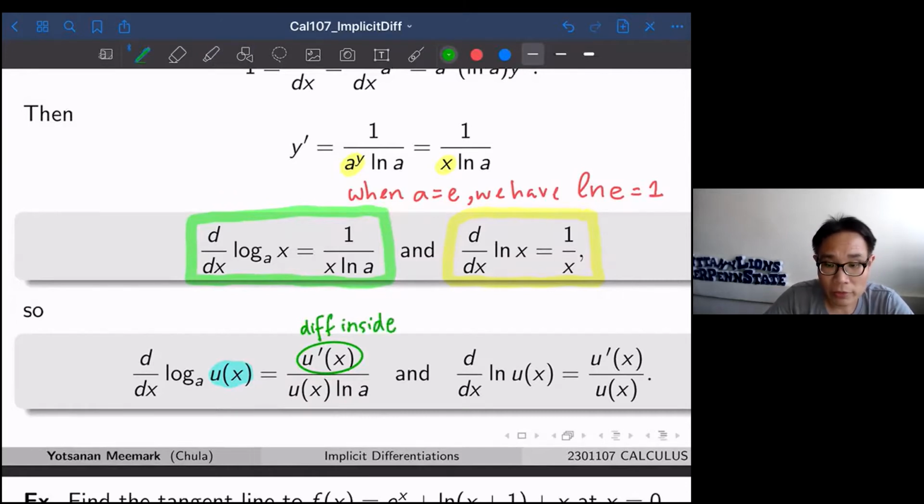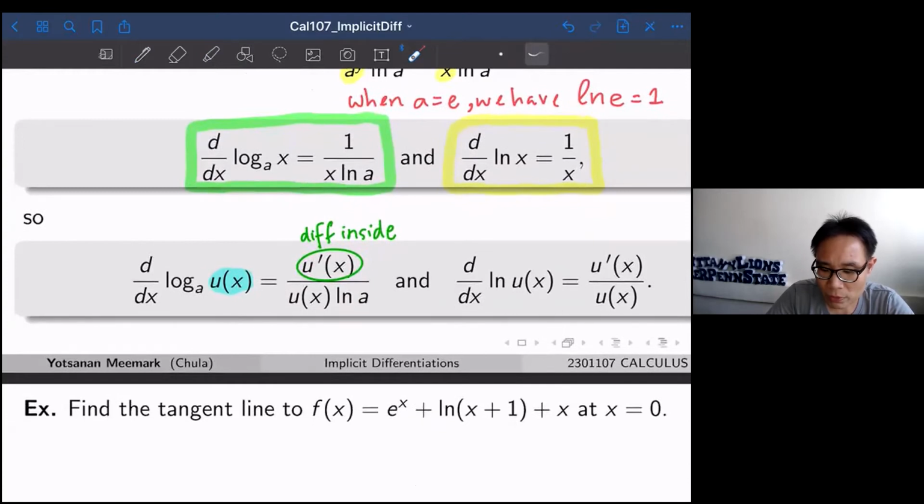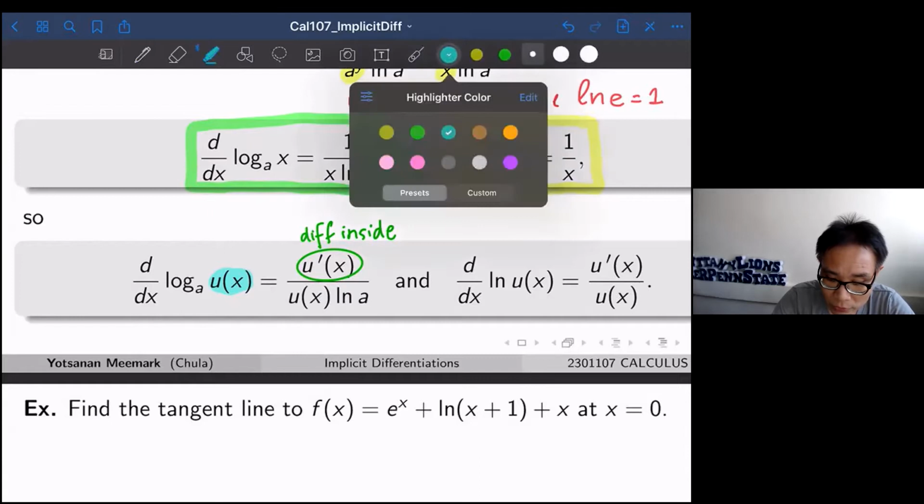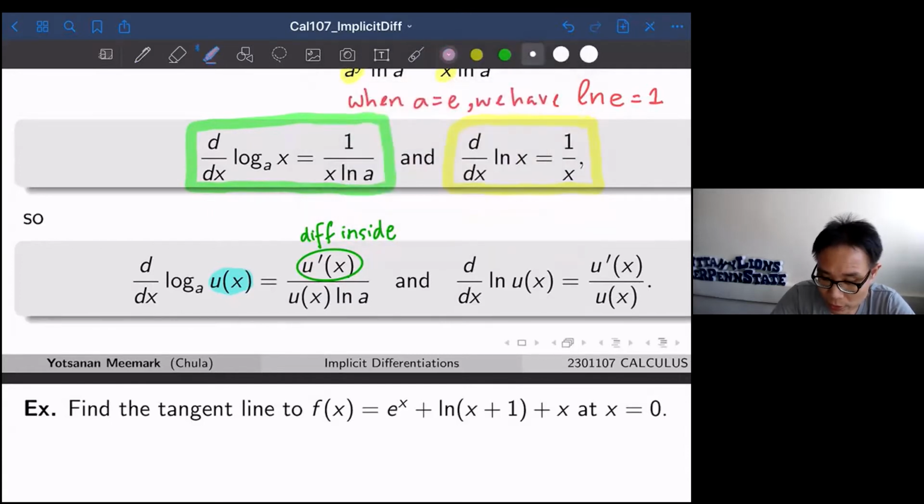Similarly, if a is equal to e, it becomes log e, and log e disappears, so it's going to be just u prime over u. So the derivative of log u x is going to be u prime over u. Okay, so this is important. Let me circle this one also. The important one turned out to be this one: the derivative of log u is u prime over u. And we're going to use this one next.